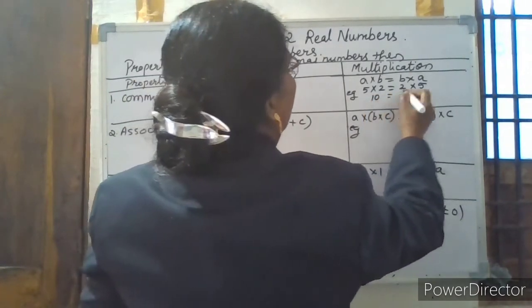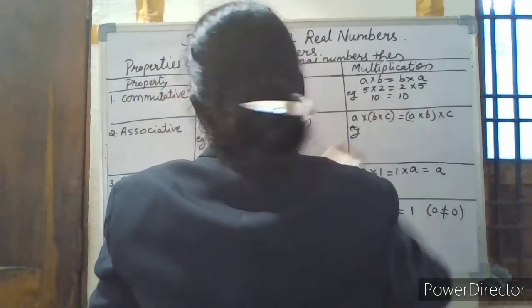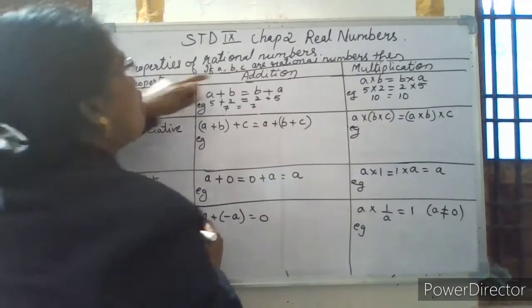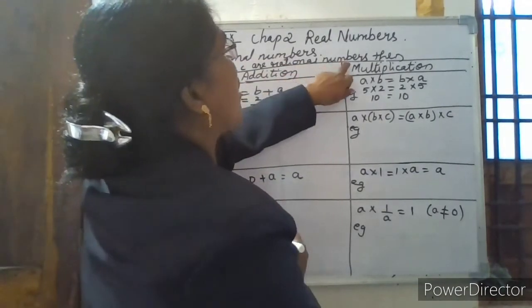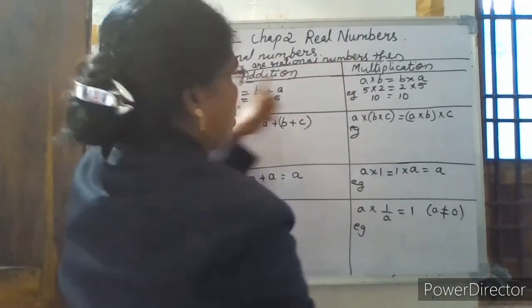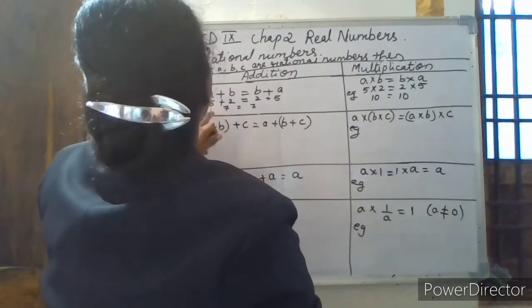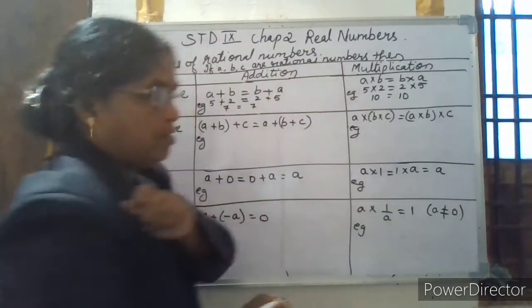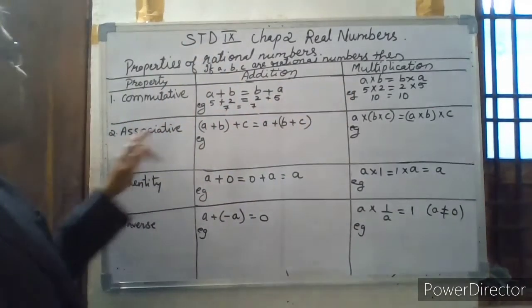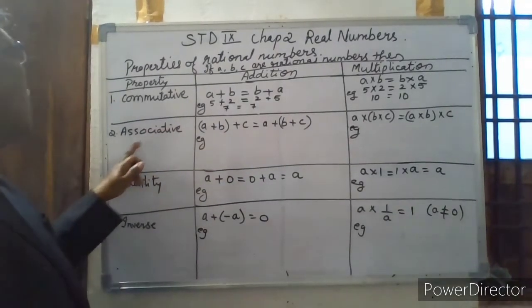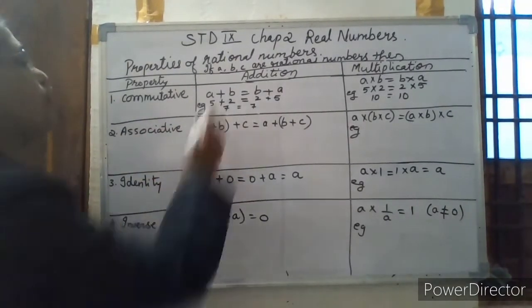This is equal to 5 times 2 is 10. So the commutative property of addition and the commutative property of multiplication hold good for any two numbers. Now let us come to the next one, the associative property of addition.